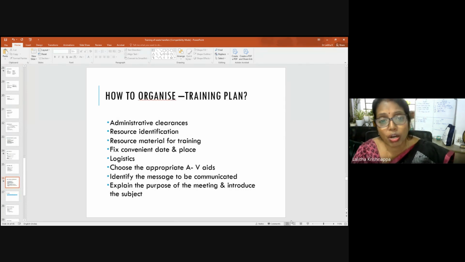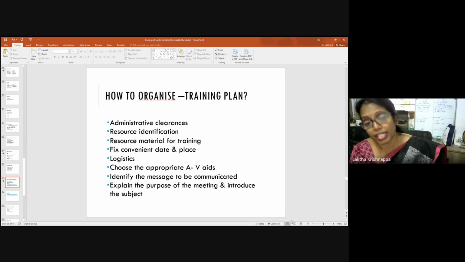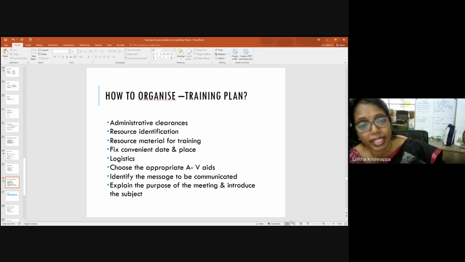Now coming to how to organize a training plan, we need to have administrative clearance, because when you are talking of training, you are going to involve costs, and you need to mobilize the people from their workplace. All of these are people who are working in your areas, so you need to get clearances and also instructions to depute them or relieve them from duty for attending the training program. Those clearances and instructions have to go from the higher ups.